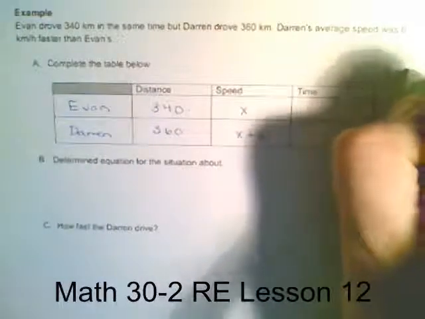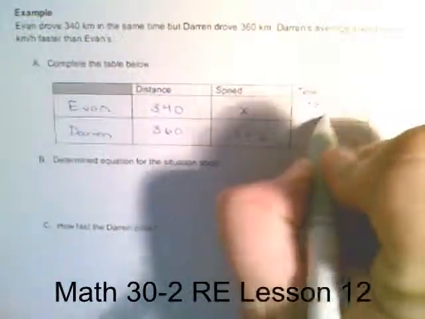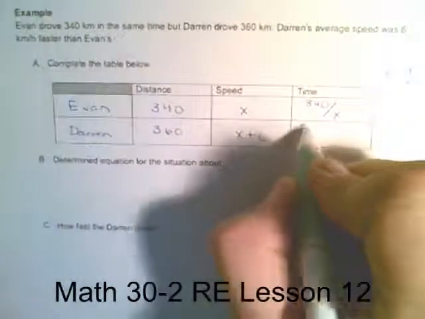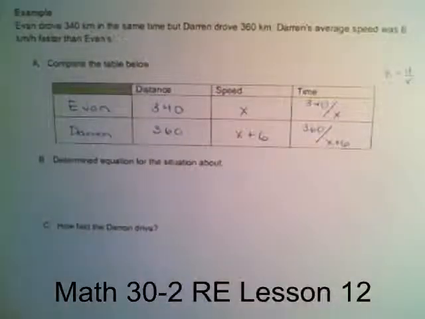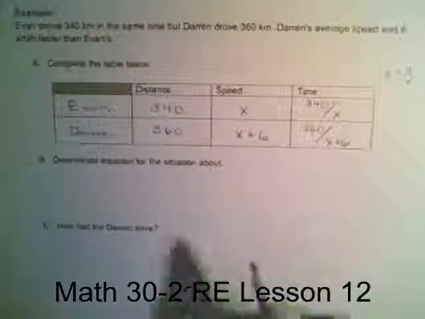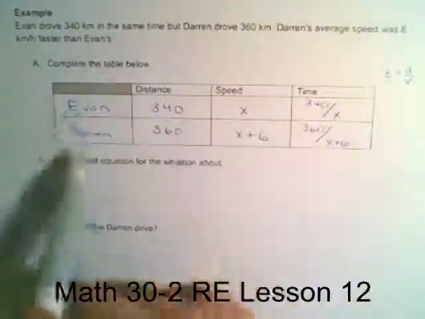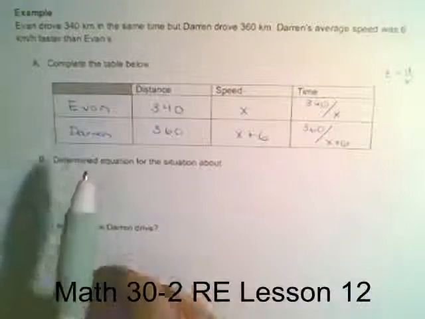So once I've got that, then I remember from before, time equals distance over speed. So this time here is going to be this distance, 340, over that speed, x. This time is going to be this distance, 360, over that speed, x plus 6. So I end up with that. Now, I filled out the table. Hopefully that makes sense. When it comes to b, I'm determining the equation.